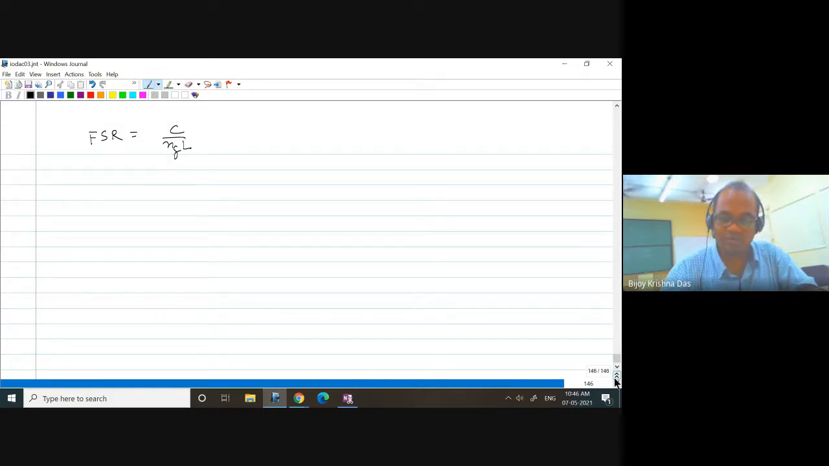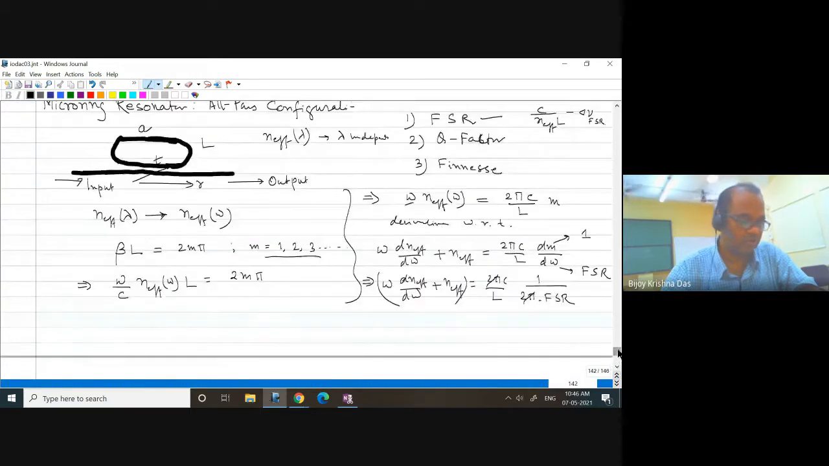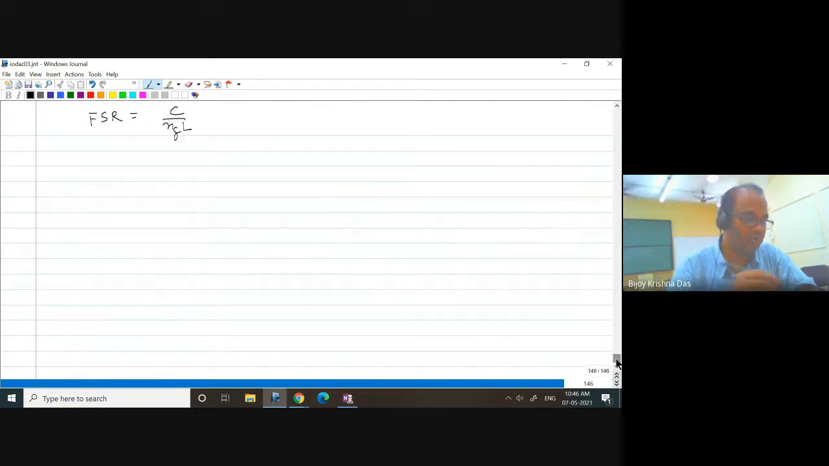So what I mean to say, whenever you are considering this, it does not depend on A, it does not depend on T, it does not depend on R. So you can have any value, but it depends on L. It depends on waveguide dimension. That is how you are deciding your so-called group index.